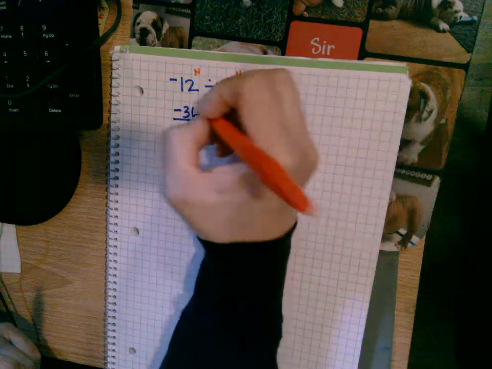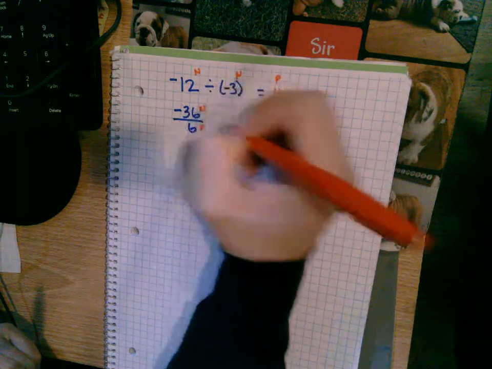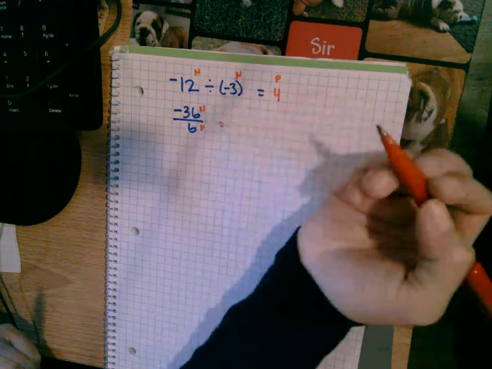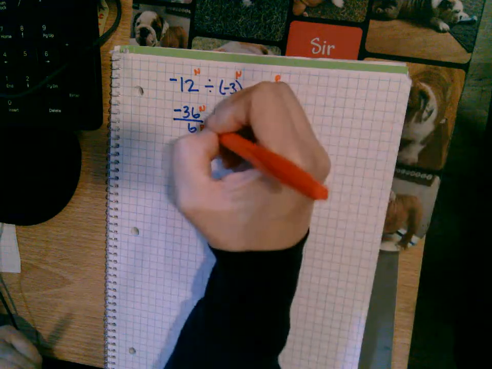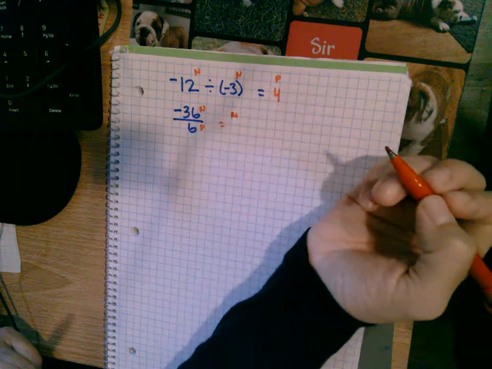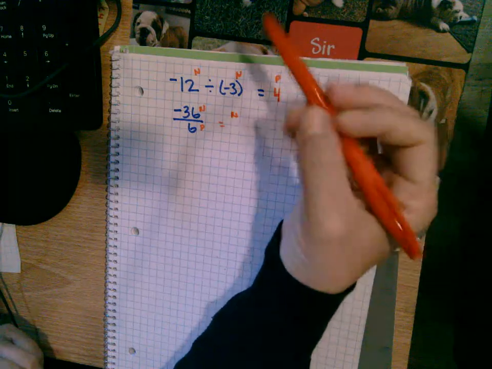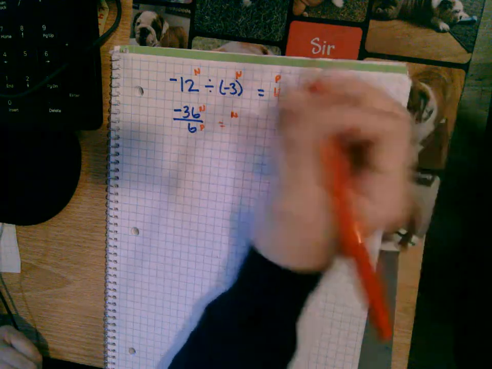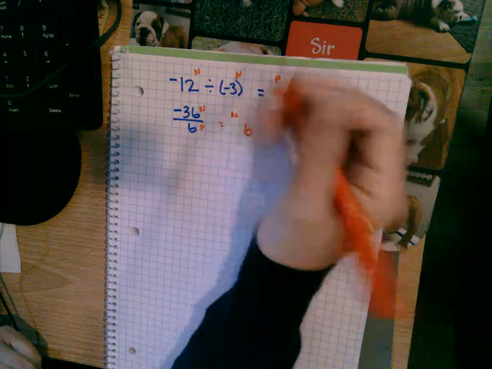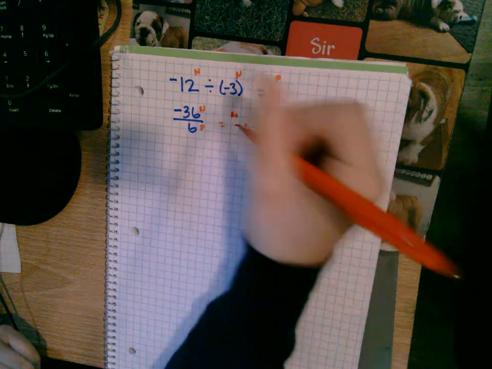They mean division. So this is a negative, and this is a positive. Are they the same or different? They're different. So if they're different, you know it's going to equal a negative. Then you just do the math like usual. 36 divided by 6 would be 6. But I told myself that it would be negative, so I put the negative sign. So negative 6.